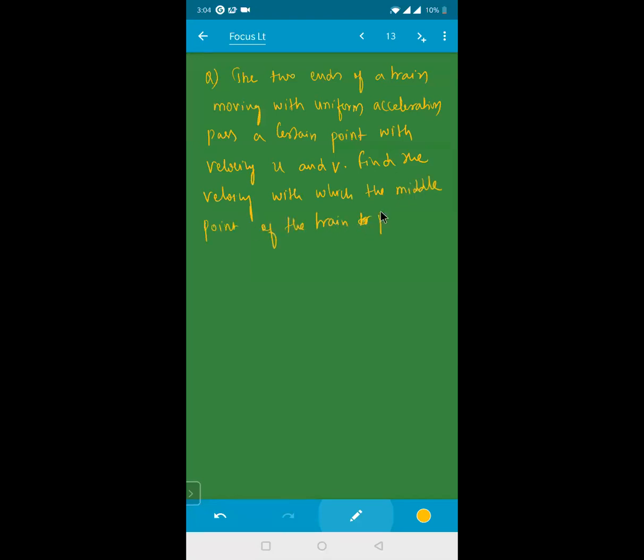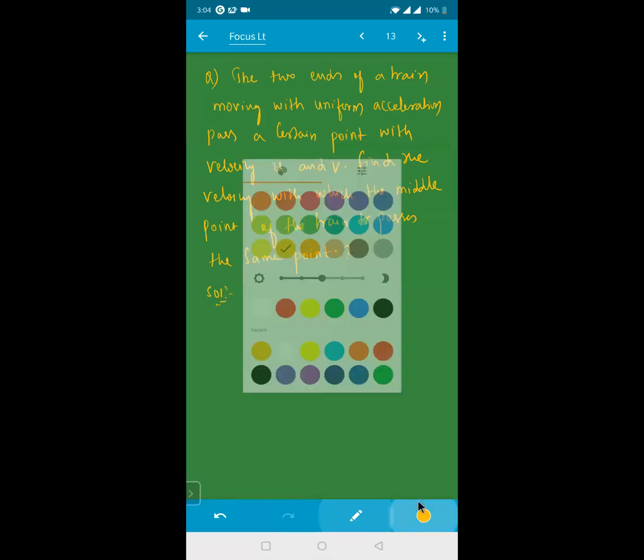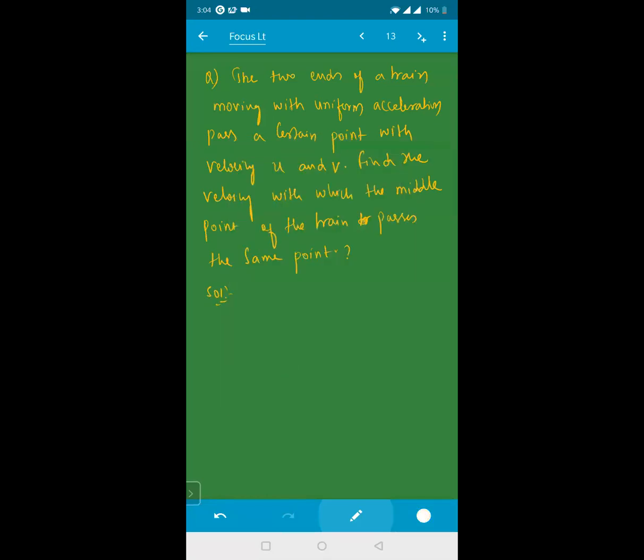Very good question. Understanding is very much important. So first try to read the question, everyone, and try to draw the diagram as per your understanding. The two ends of a train are moving with uniform acceleration and pass a certain point with velocity u. The front part is moving with velocity u and the final part is moving with a velocity of v. Find the velocity with which the middle point of the train passes the same point.